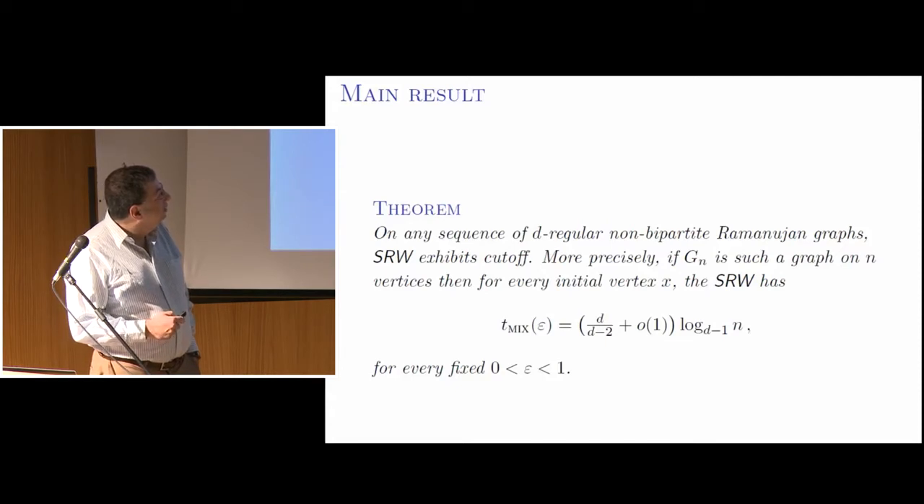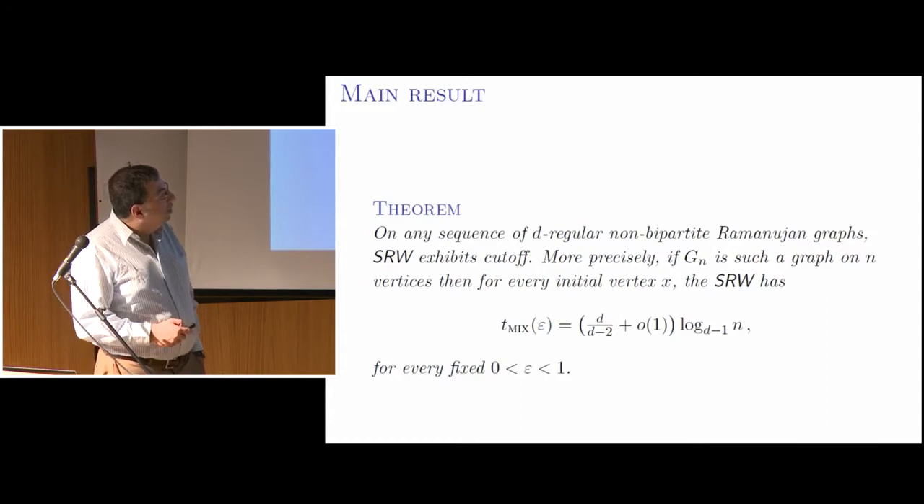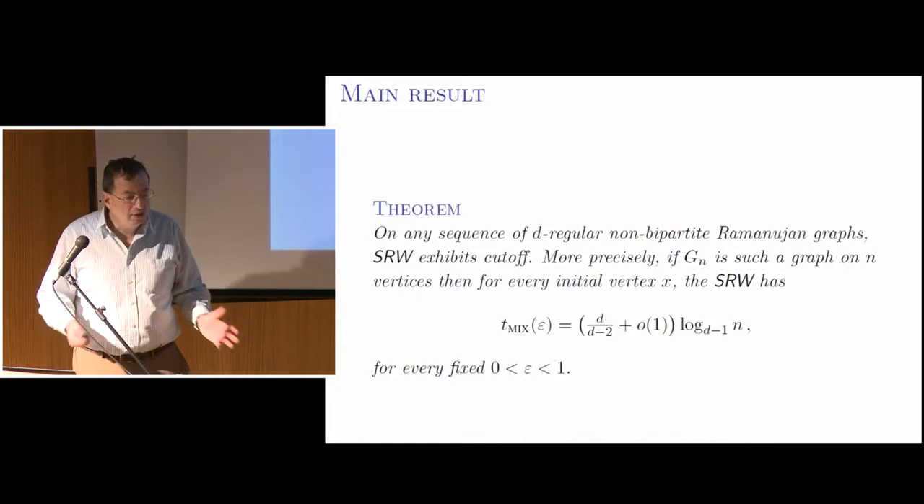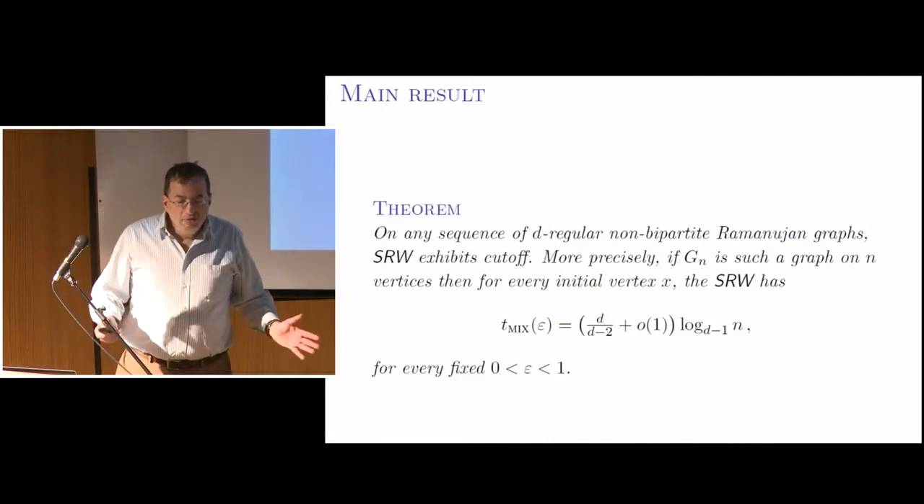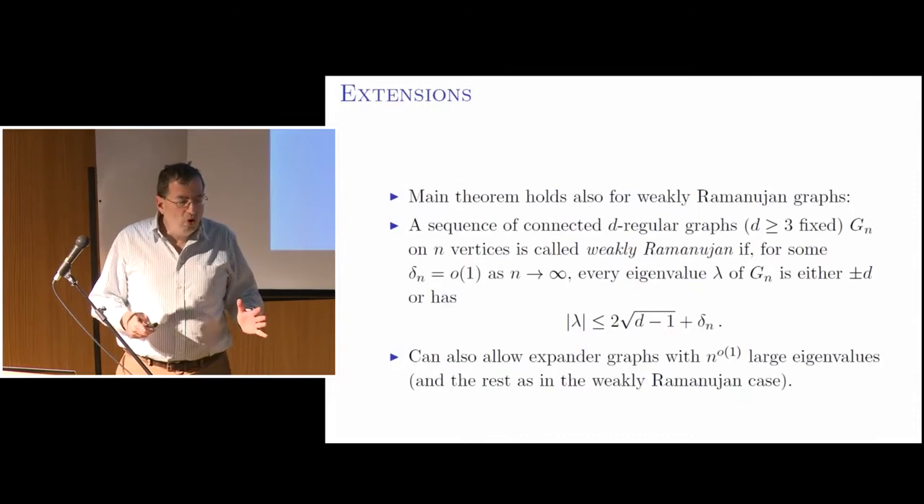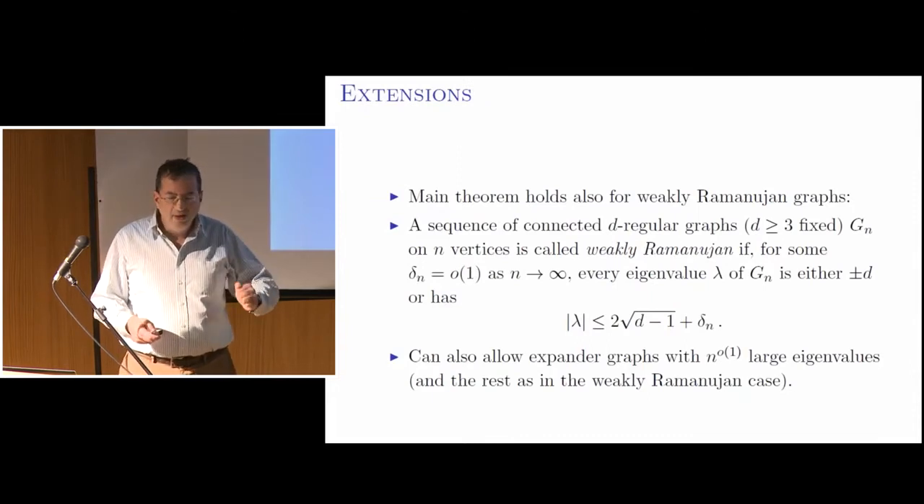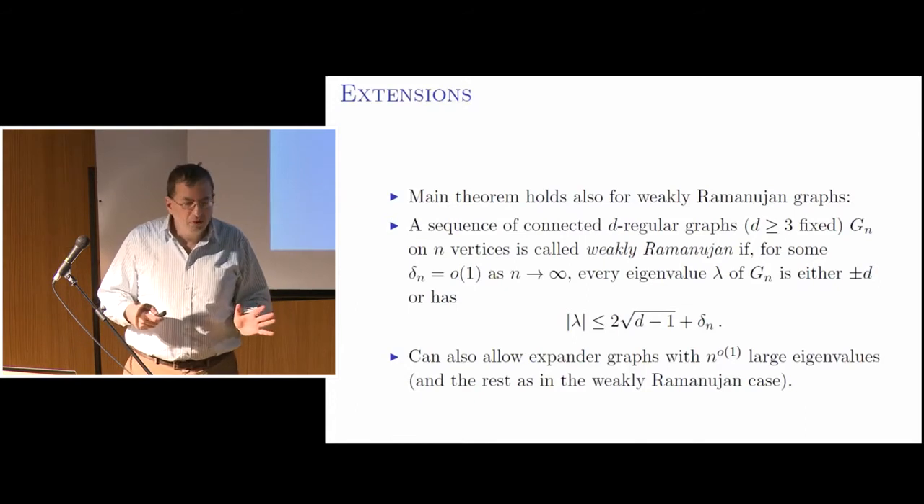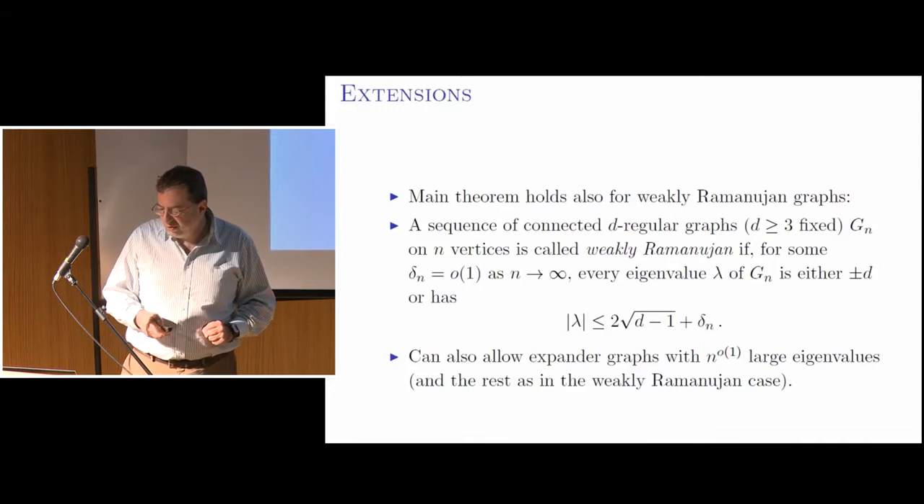And again, for any epsilon between 0 and 1. Now, the non-bipartite, of course, if the graph is bipartite, simple random walk won't mix at all. But it's not a fundamental issue if you change the walk by just making one step lazy. Just the first step, with probability half you stay in place, with probability half you move. Then you continue regularly. That's enough to retrieve the same result in the bipartite case. So there's no real difficulty with the bipartite graphs.